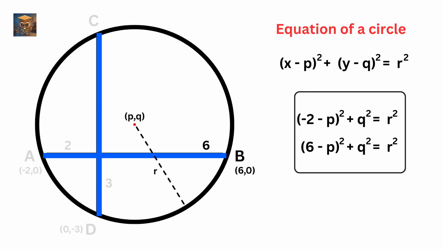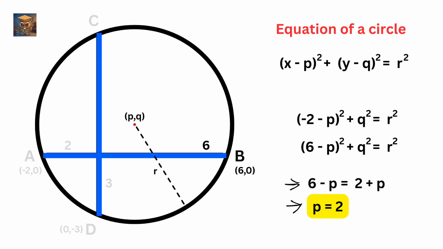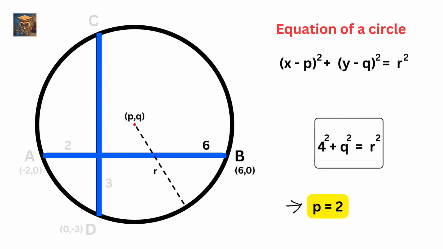Now we have two equations. We subtract one from the other. This cancels out a lot of the complicated pieces, and we find that p equals 2. With p equal to 2, we plug it back in and get a cleaner equation: 4² + q² = r².